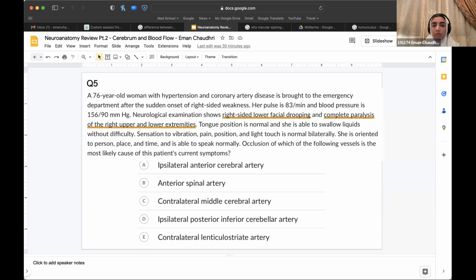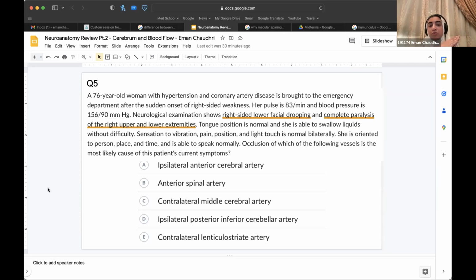So let's look at the important points. We know right-sided lower facial drooping, complete paralysis of the right upper and lower extremities. So is it A, ipsilateral anterior cerebral artery, B, anterior spinal artery, C, contralateral middle cerebral artery, D, ipsilateral posterior inferior cerebellar artery, or E, contralateral lenticulostriate artery?